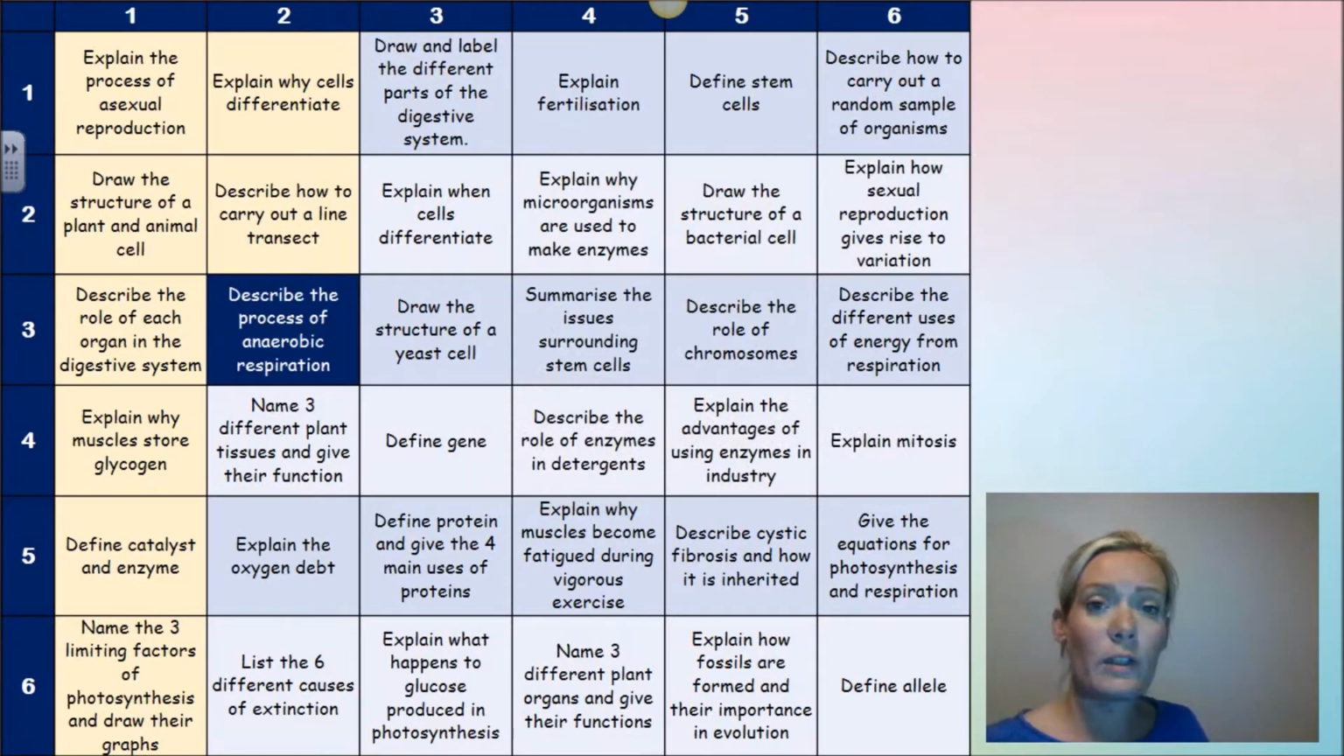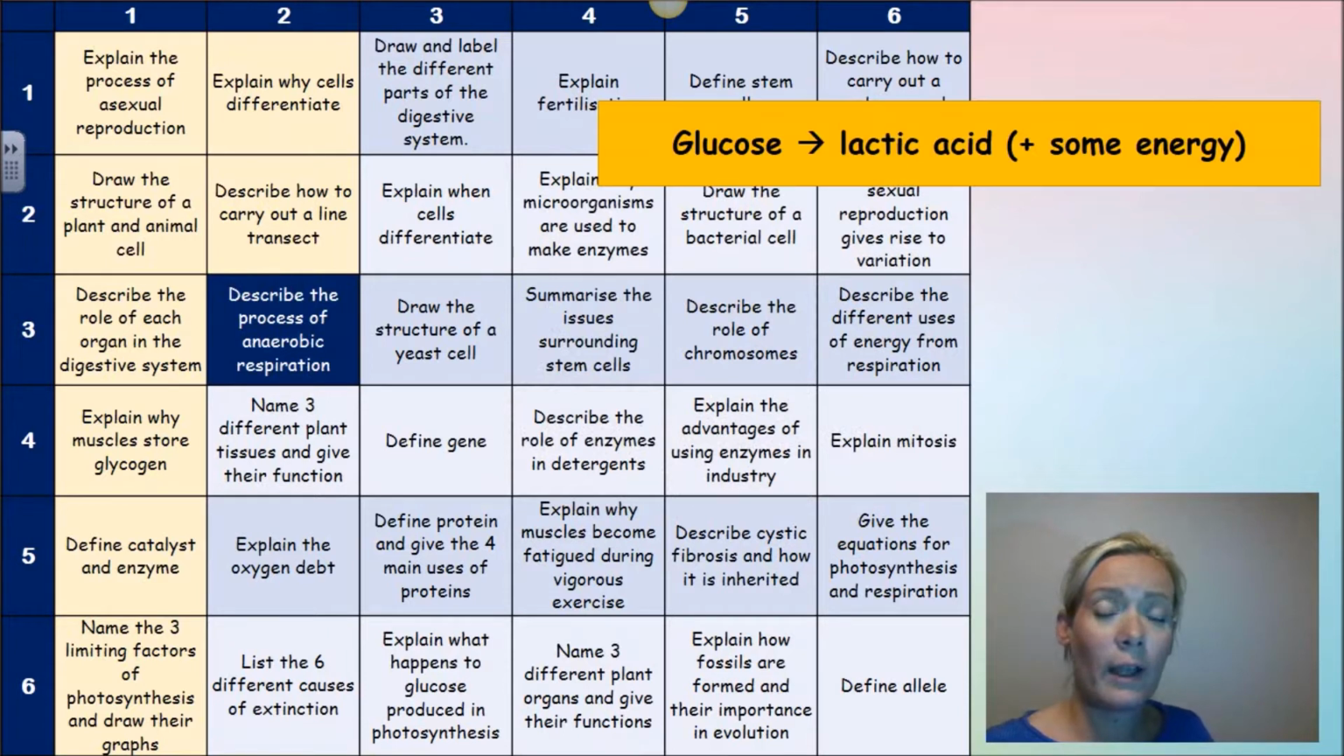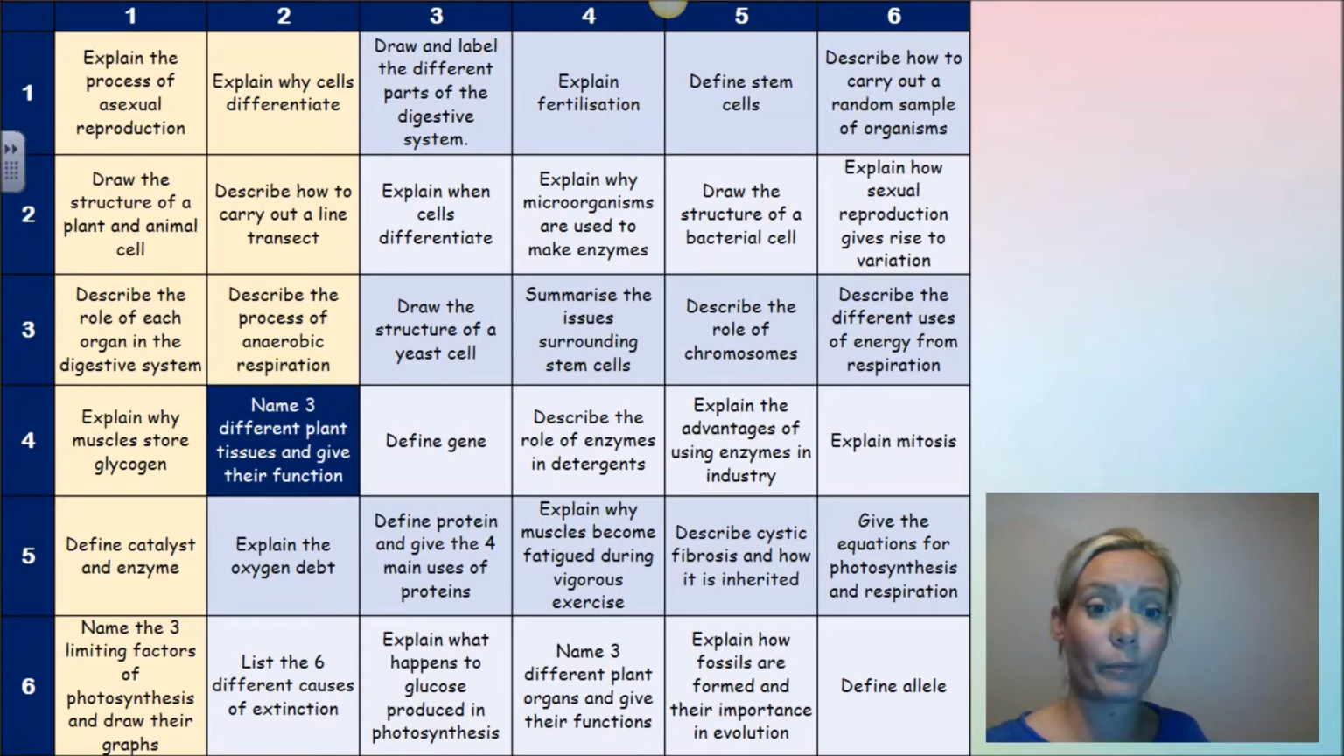Right, describe the process of anaerobic respiration. Anaerobic respiration is respiration in the lack of oxygen. So here we have glucose, no oxygen, so just glucose going to make lactic acid and some energy. You do get energy being produced, but it's far, far less than aerobic respiration. This would be occurring in instances where you have a burst event, so weightlifting, sprinting, etc.